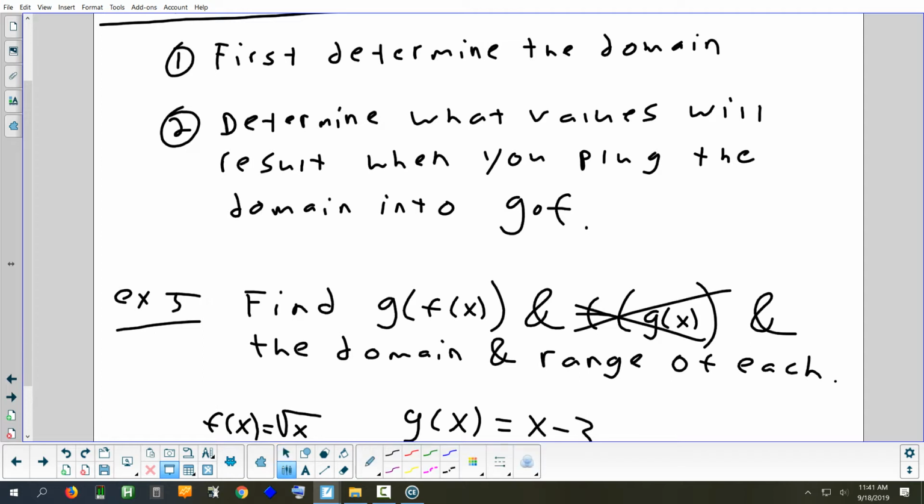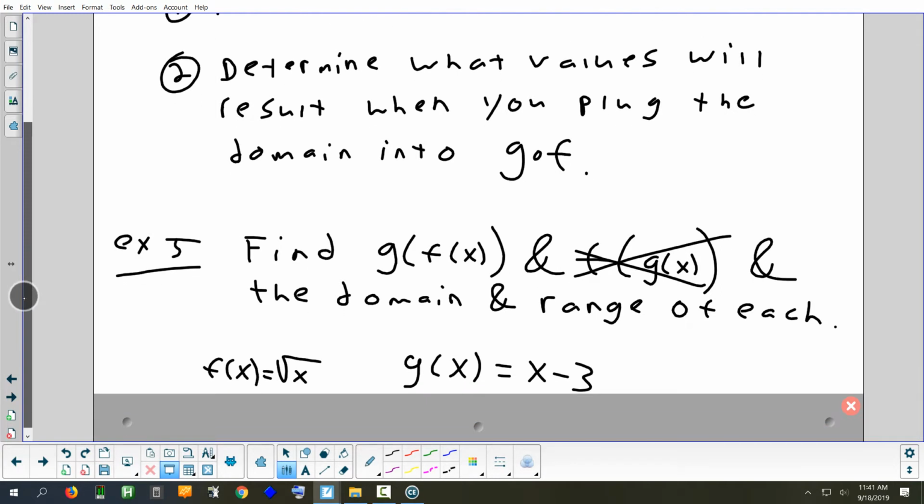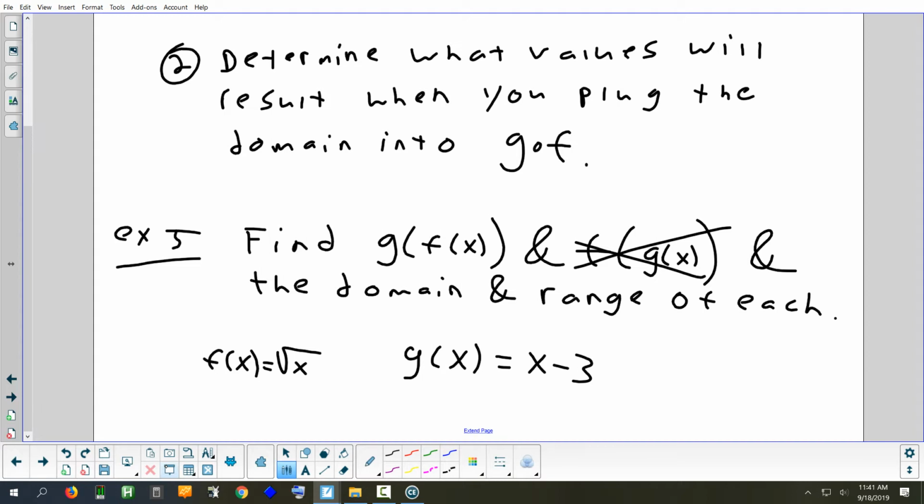g of f of x. Anyone think they can tell me what g of f of x will come out to? You don't have to give me domain and range, just the final answer for g of f of x. Chris? X squared.